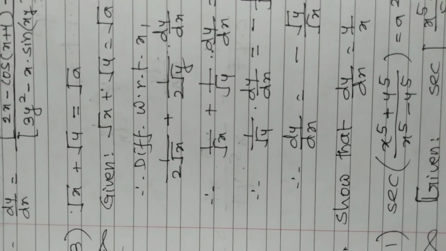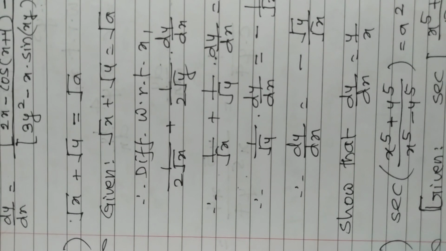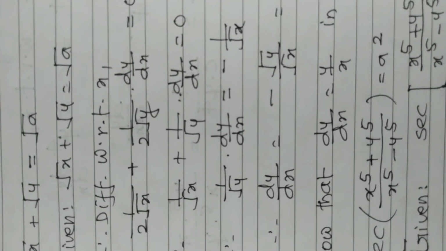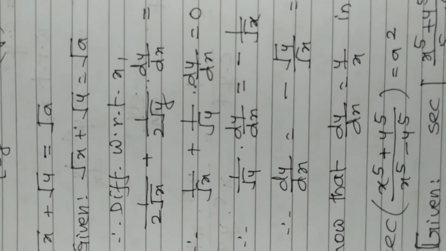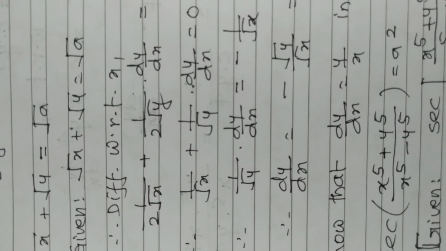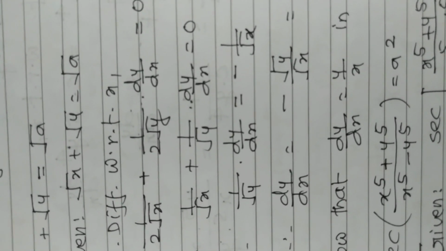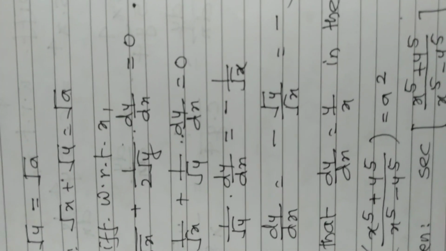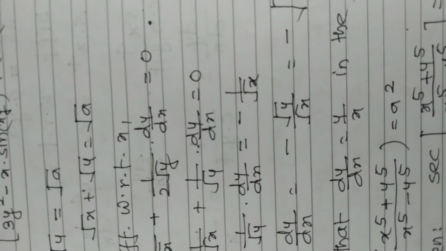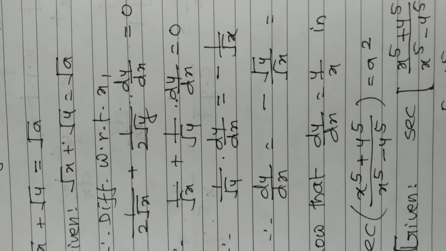Third example: root x plus root y equals root a. Again differentiate with respect to x. The derivative of root x is 1 upon 2 root x, plus the derivative of root y, 1 upon 2 root y into dy by dx, equals 0, because root a is a constant and its derivative is 0.